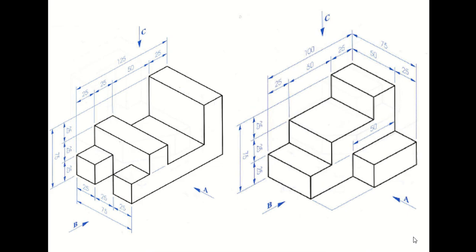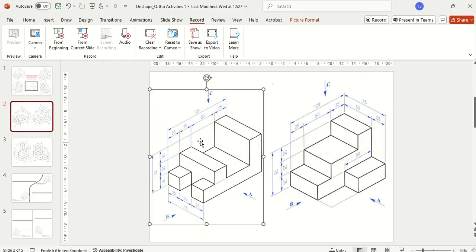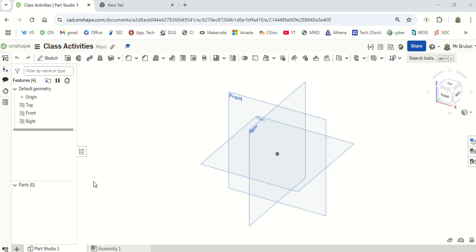Hi guys, this is a video about how to complete these 4 intro activities to Onshape. Here, we're going to start off with the question on the top left. I'll just go to this one here. So we'll go straight over to Onshape, and I've started a new document, and I've called it class activities.